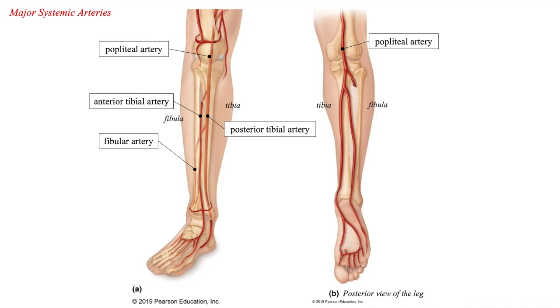Let's take a look at the posterior view. Again, the popliteal artery splits into the anterior tibial artery and the posterior tibial artery. The fibular artery quickly branches off the posterior tibial artery.